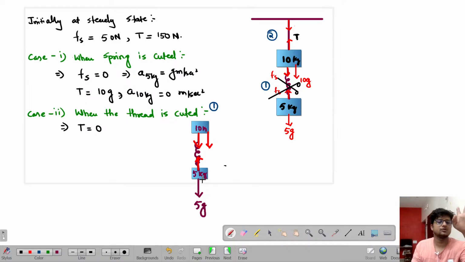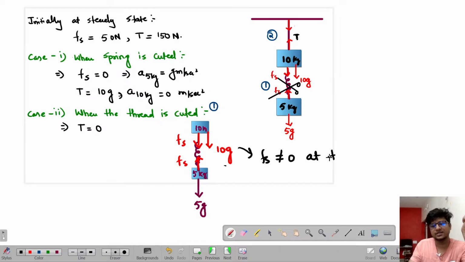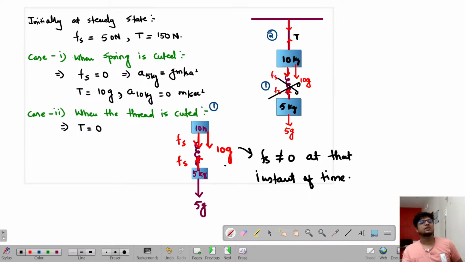Now, as you know, our answers over here are dependent on what factor? We are looking at the instantaneous state. So what is going to happen over here? As you cut the thread, only the thread is cut. When you look into this spring force, spring force is not 0 at that instant of time. Can you get my point or not? Spring force will not change instantly to 0. Are you able to get me or not?